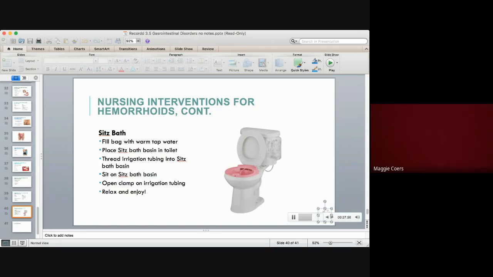The patient sits down on this bath basin. We open the clamp, and it's almost like a bidet, but we call it a sitz bath. It really just warms and helps with the inflammation and the symptoms of those hemorrhoids. So we can provide a sitz bath for comfort.